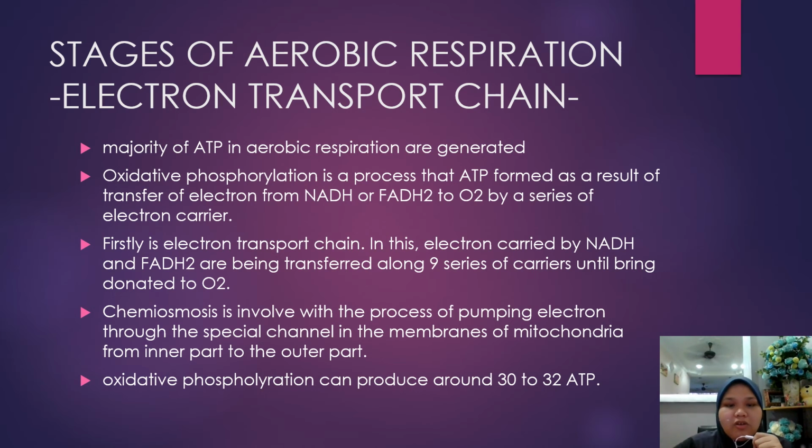Chemiosmosis is involved in the process of pumping protons through special channels in the membrane of the mitochondria, from the inner part to the outer part. Oxidative phosphorylation can produce about 30 to 32 ATP. So sometimes we prefer to say 32 ATP.